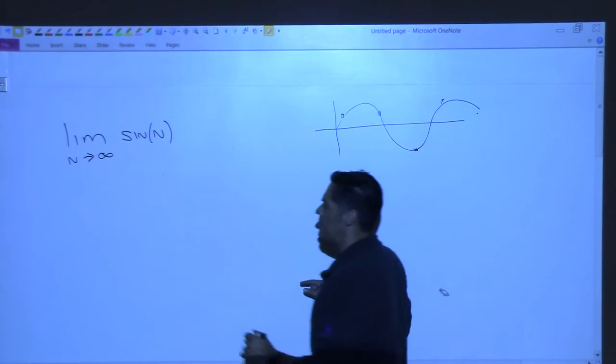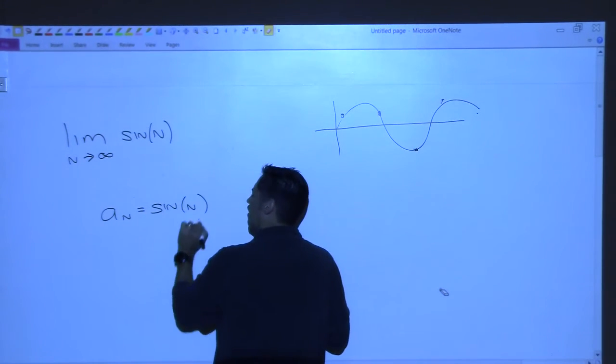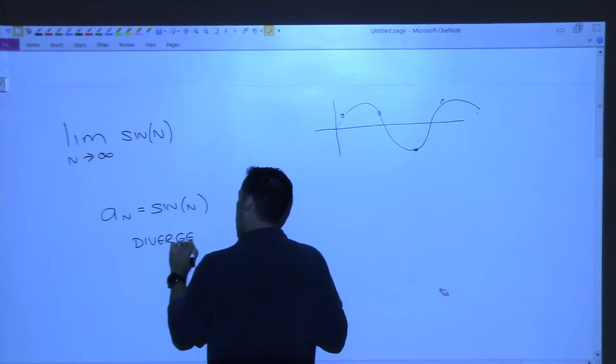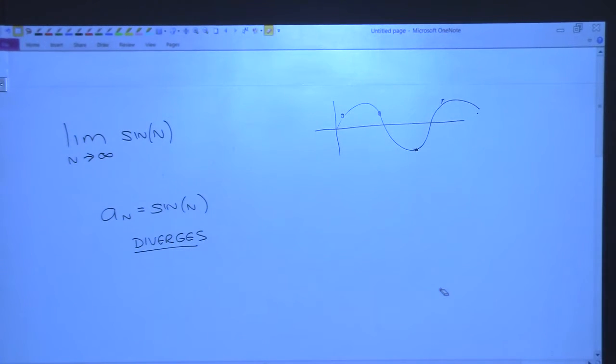So we would say that this sequence, the sequence a sub n is sine n. That sequence is what? It diverges, right? That diverges. The sequence diverges. Or you could say it's divergent.